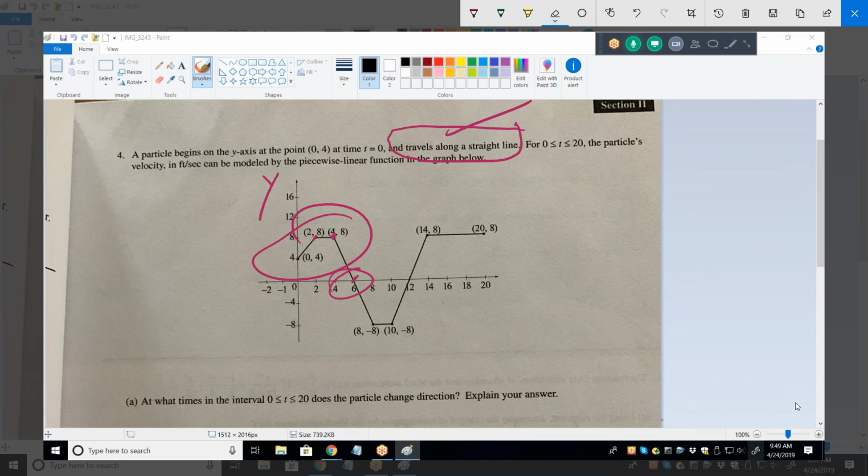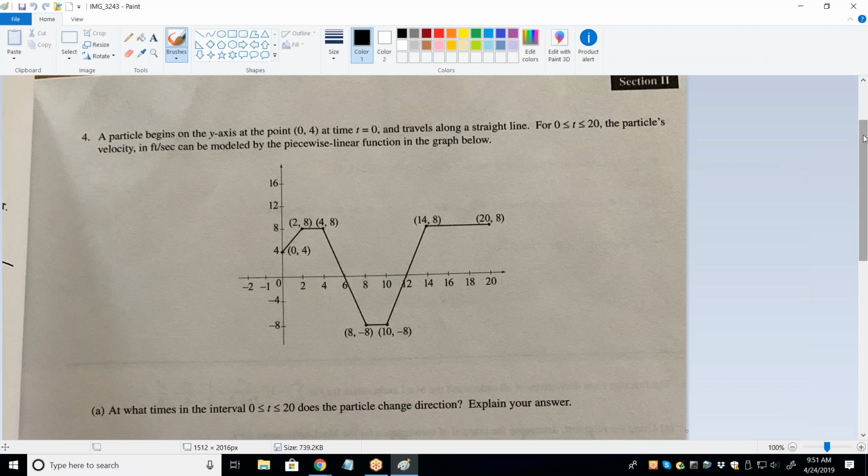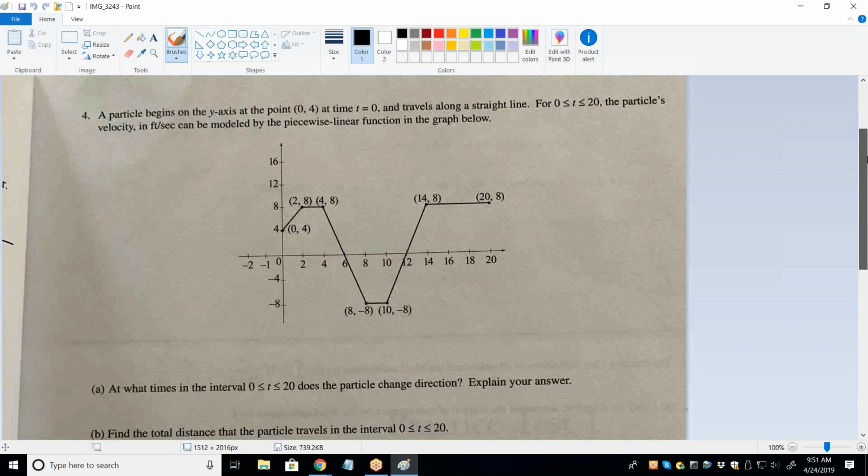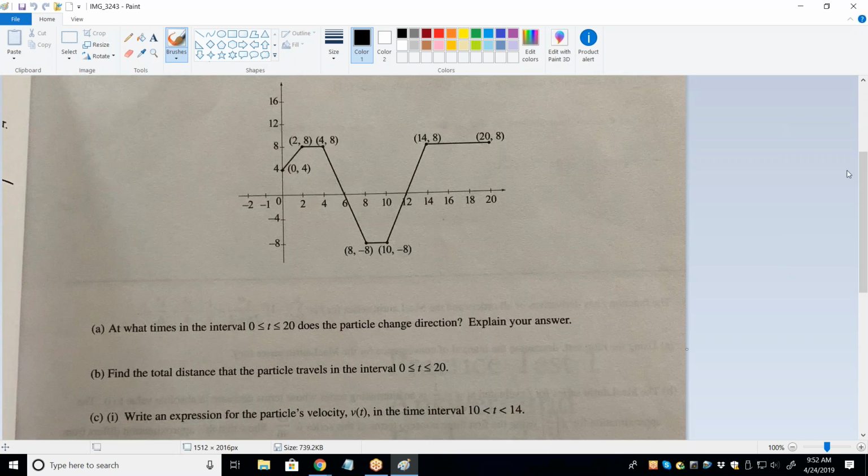Okay. So it's reversing at 6, 0. Where else? And 12, 0. Yeah, and I think that's the answer. And then you just explain it. The reason why is since velocity is changing sign from positive to negative, it changes direction, and then at 12, from negative to positive. When velocity changes sign, it changes direction.